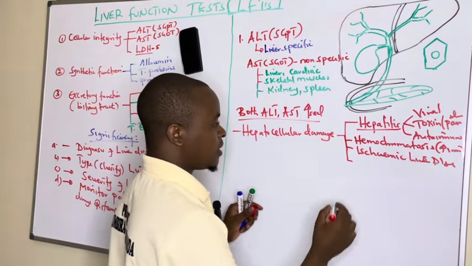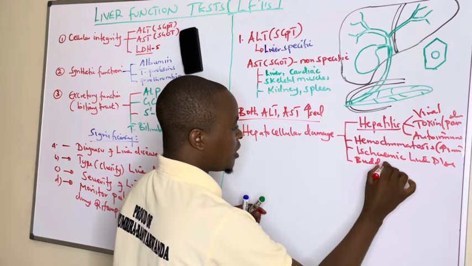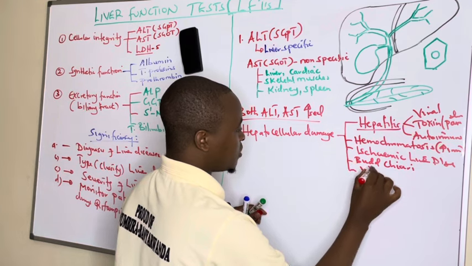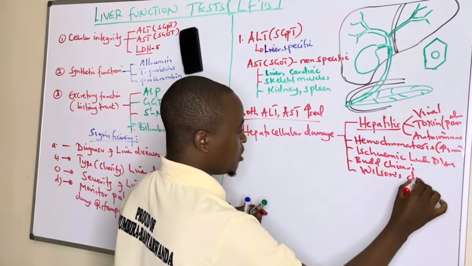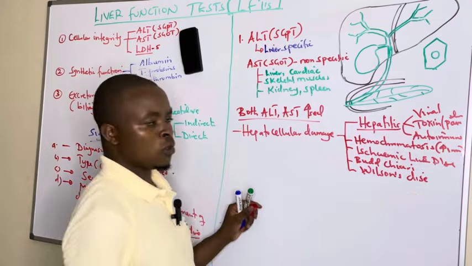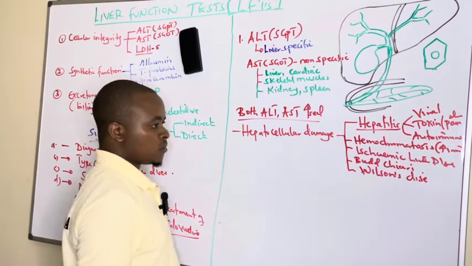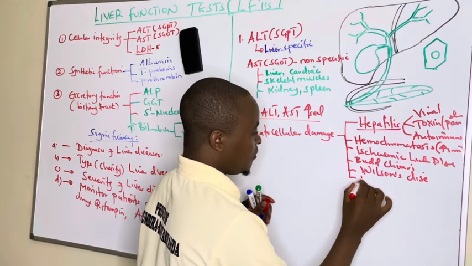Then we can also see them in Budd-Chiari syndrome, which is the blockage of the hepatic veins. And we can see them in Wilson's disease, due to accumulation of copper. It is also autosomal recessive. It is genetic. And also we can see them elevated in liver carcinoma.